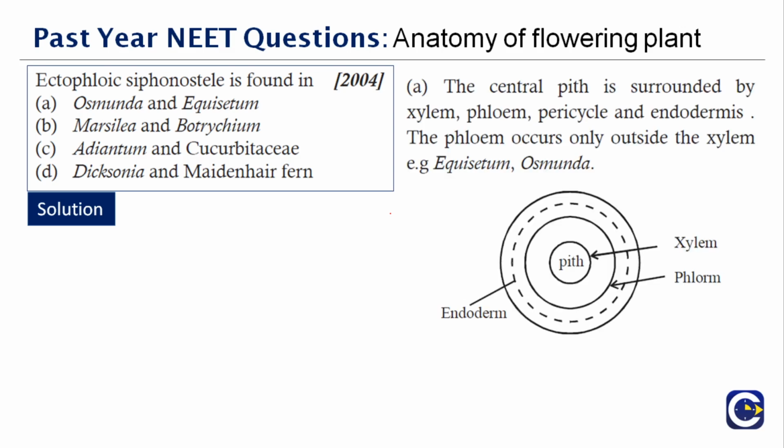So here, what do they actually comprise? They comprise xylem, phloem, pericycle and endodermis, and you have the pith in the center. The phloem usually occurs outside. The xylem will be the inner part and the phloem will be the outer part. And the examples for this, where is it found? It is found in Osmunda and Equisetum. The correct answer is option A.